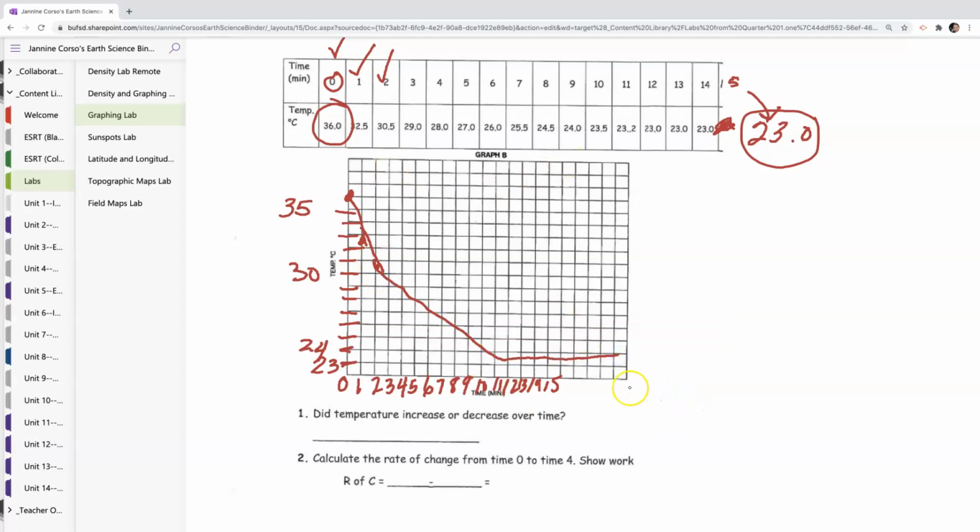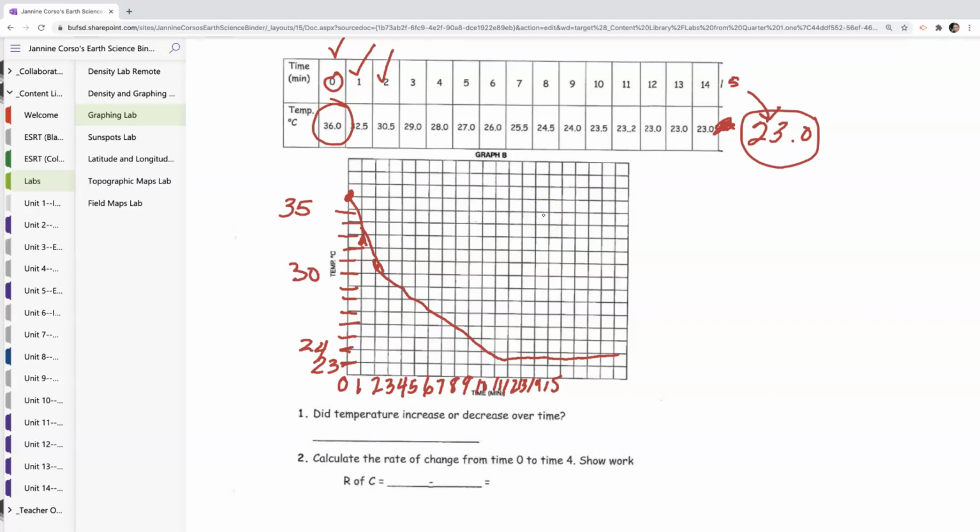Okay, make sure you plot all points. Pause your video now until you can plot everything. Then return when you're done. Okay, so hopefully you plotted all your points, and then we answer the questions. Did the temperature increase or decrease? You can clearly see by both the data and the graph you had a decrease.